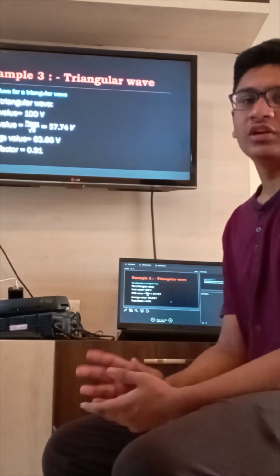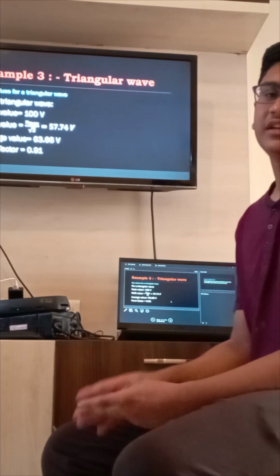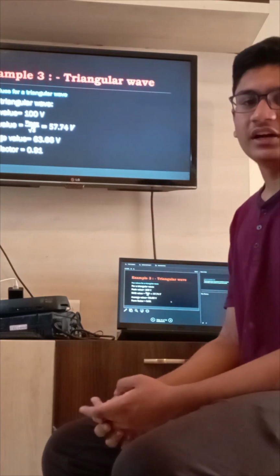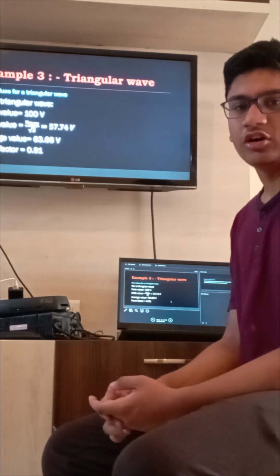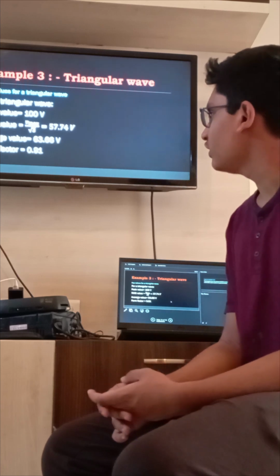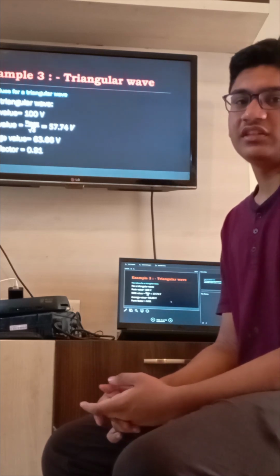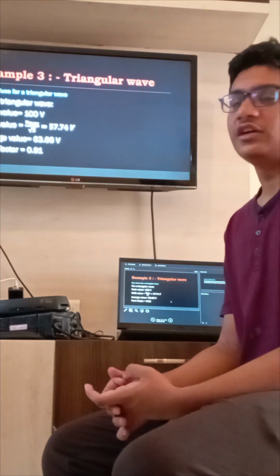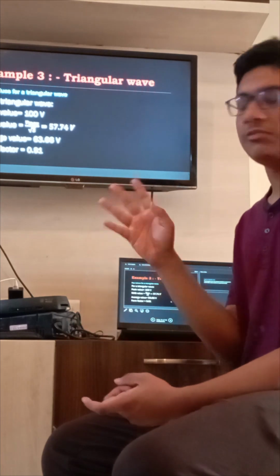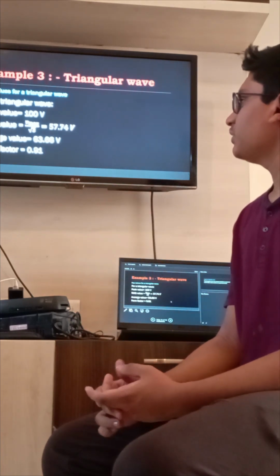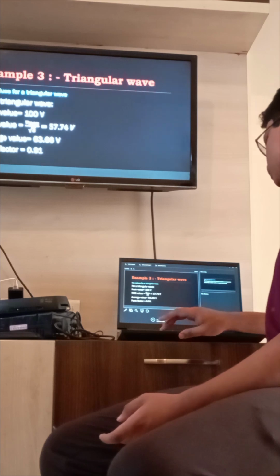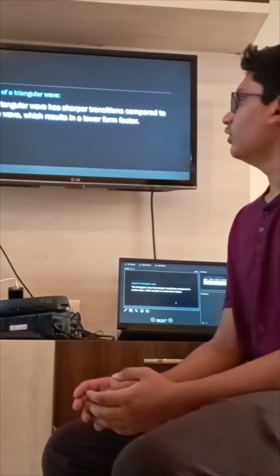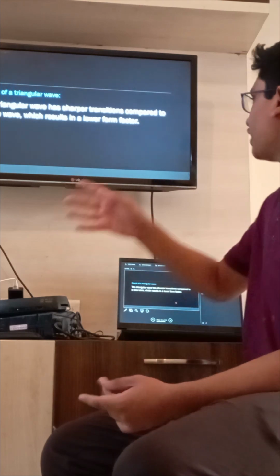Triangular wave. For a triangular wave, the only difference between triangular and sinusoidal is that the root mean square value is V naught by root 3, not root 2. So peak value 100, RMS is V naught by root 3, which is 57.74 volts. Average value is 63.66, the same 2 V naught by pi as the sinusoidal, and form factor is less than 1, which means RMS by average is less than 1. It has more rounded peaks than high peaks. It has sharper transitions compared to a sine wave, which results in a lower form factor.